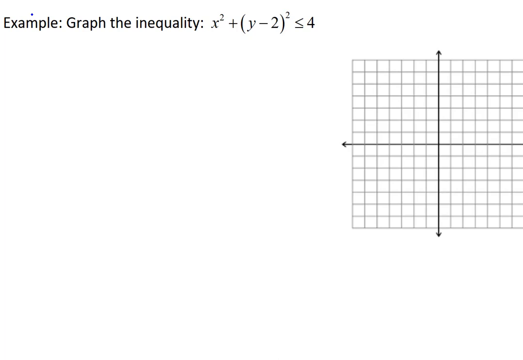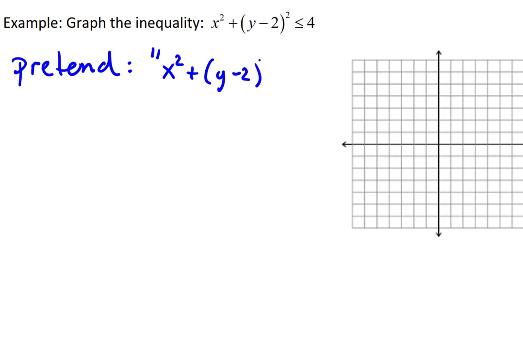Let's try another example where we want to graph the inequality. This time it's given as x squared plus (y minus 2) squared is less than or equal to 4. Now remember, we're going to pretend that this is actually an equation. If I wrote it that way, it'd be x squared plus (y minus 2) squared equals 4. Okay, it's not actually equals, but we're just pretending for the moment so we understand what the graph should look like. Now, if you take a look at this equation, this may look familiar.